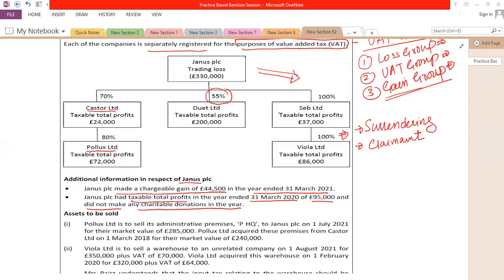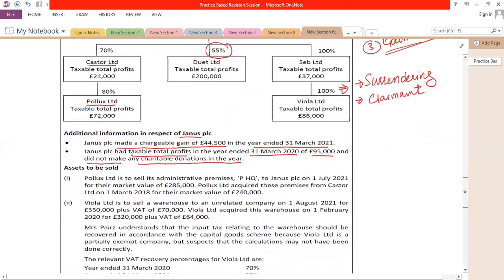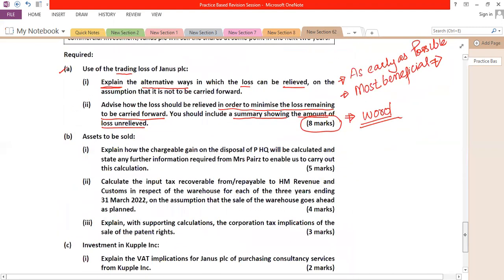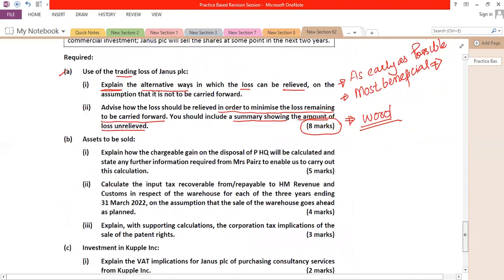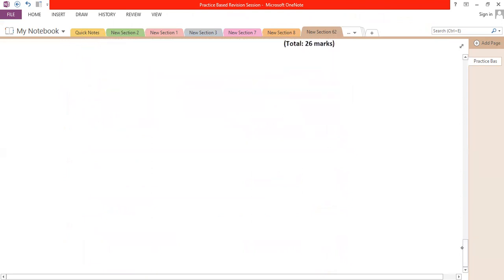Okay, let me write the answer on what options are available. Once again, let me check the question. Explain the alternate ways in which the loss can be relieved on the assumption that it is not to be carried forward. So this is my first answer. You can put the heading alternate loss relief. Your presentation must be very clear.